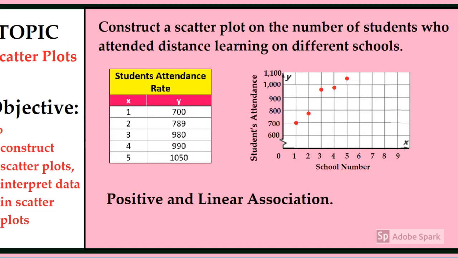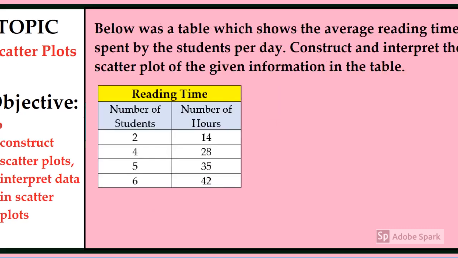And going back to the interpretation of the data in the scatter plot we have done, the association is positive and linear. Now let us try to do this example. Below is a table which shows the average reading time spent by the students per day. Construct and interpret the scatter plot of the given information in the table.